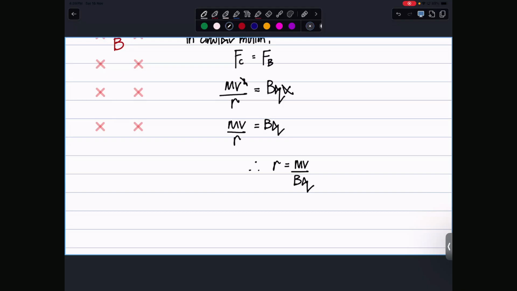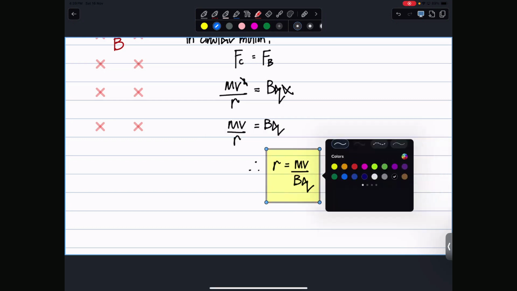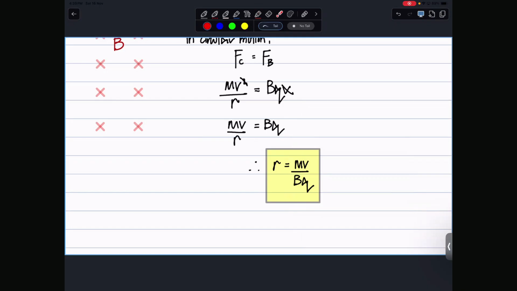What does it tell you? It tells you that when a charged particle enters a field, the quantities that are responsible for the radius are these four: the mass, the speed, the flux, the charge. So if your mass is a lot, the radius will be bigger. If your velocity is a lot, the radius will be bigger. If your flux strength is a lot, the radius will be smaller. There's a lot of force to spiral inwards, right? If the charge is bigger, the radius will be smaller.